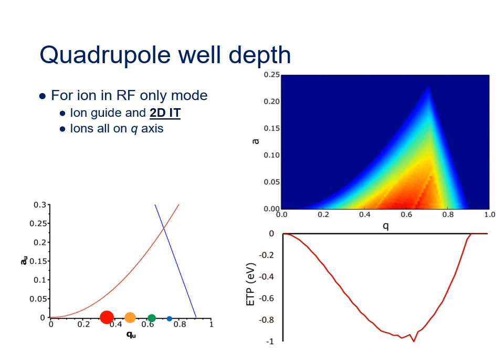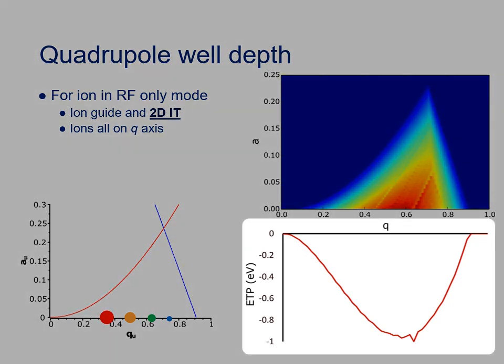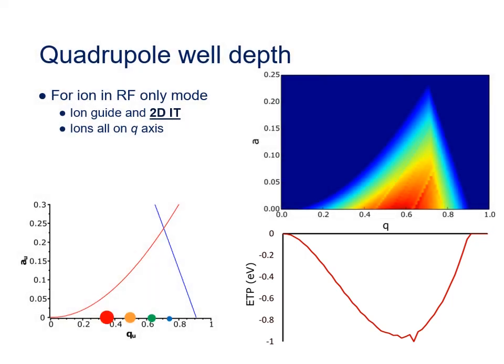Now if we're using a linear quadrupole in RF-only mode, for example as an ion guide or in a 2D ion trap, that means all the ions will be on the Q-axis. Now here I've plotted how the trapping well depth varies as we move along that Q-axis up to the stability boundary. The well depth is deepest about a Q value of 0.6, and it drops to 0 at both the high and low values of Q.